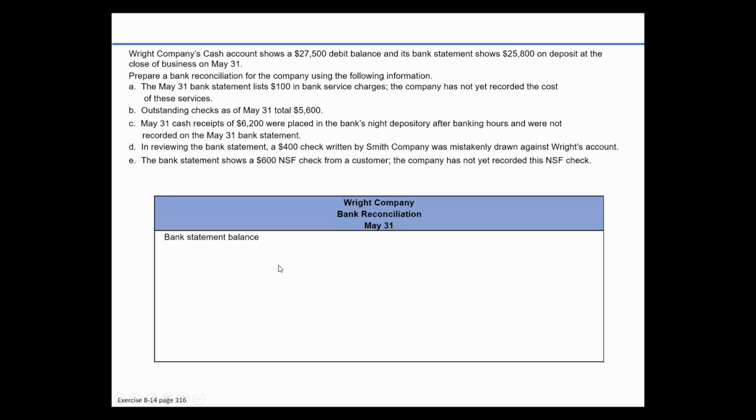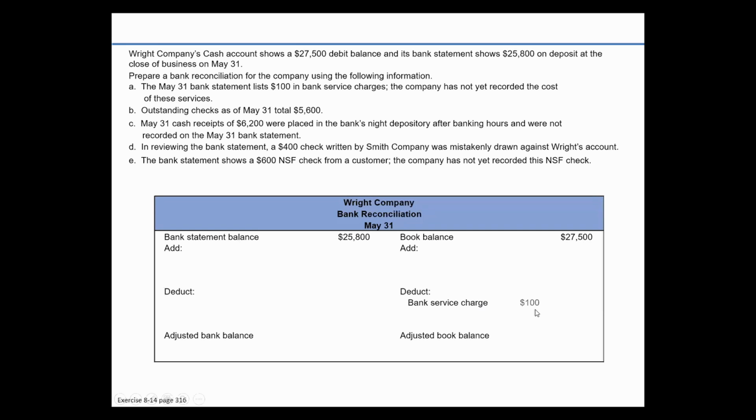So first of all, let's do the bank reconciliation. And actually on this one, that's all we're going to do. We're not going to record the entries. So again, we have our bank balance, we have our book balance. Okay. So our book balance shows that we should have $27,500 in our bank account, but on the bank side, they only show $25,800.